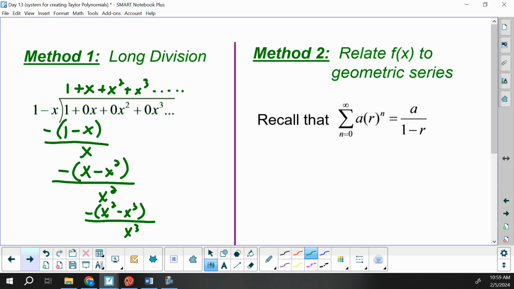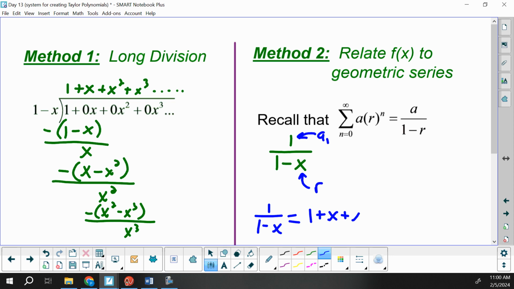Now another way to think of it is think of our infinite geometric sum. If we have 1 over 1 minus x, that means that our a1 was 1 and our r value is x. So therefore, 1 over 1 minus x, you can think of it as starting with 1, multiply by x to get the next term. Multiply by x to get the next term, so we have x squared. Multiply by x to get the next term, we get x cubed, and on from there. So the geometric way is the quicker way to do it, but both of those give us ways to get that.